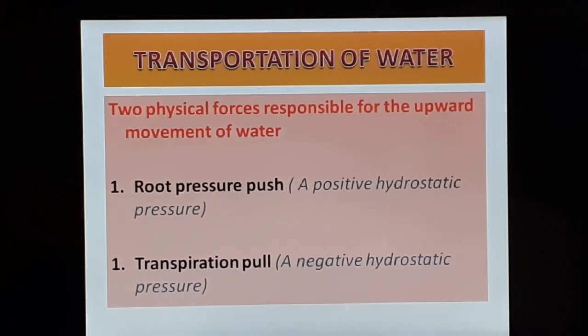Last class, we discussed the conducting tissues in plants, xylem and phloem. Now let's study the mechanism of transportation of water, minerals and food in the plant body. Two physical forces are responsible for the upward movement of water. These are a positive hydrostatic pressure called root pressure push and a negative hydrostatic pressure called transpiration pull.